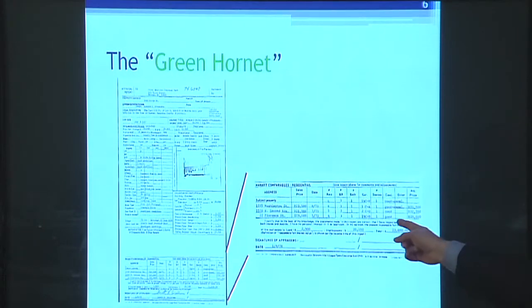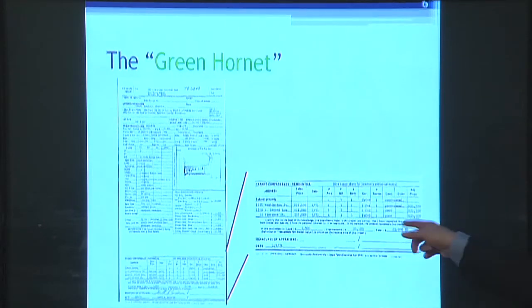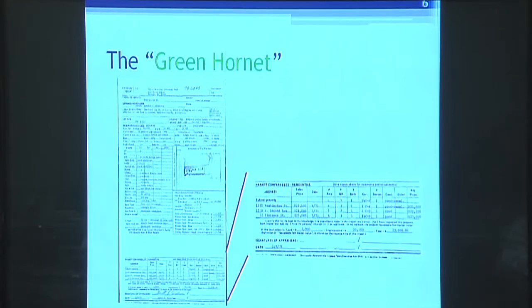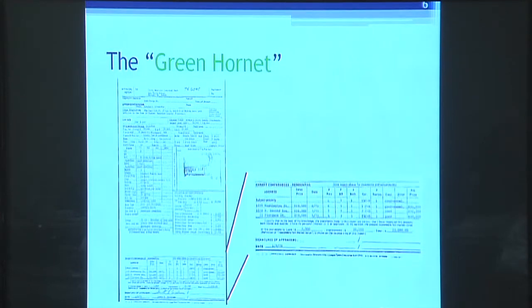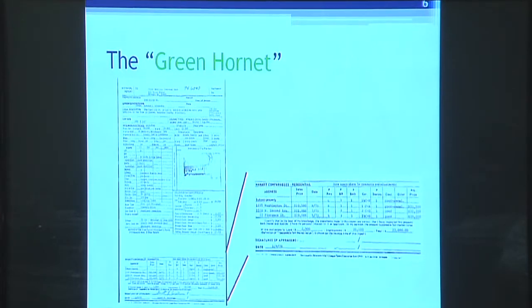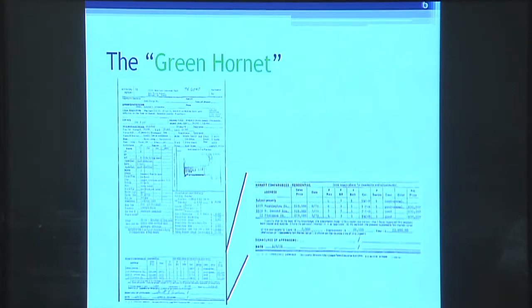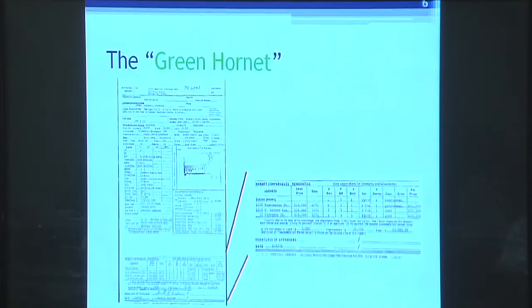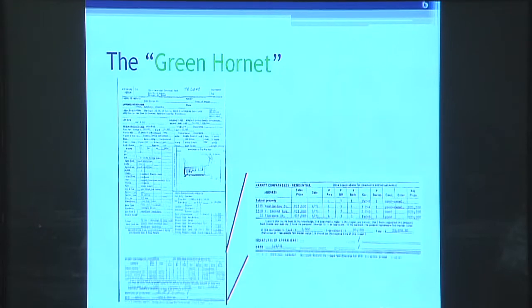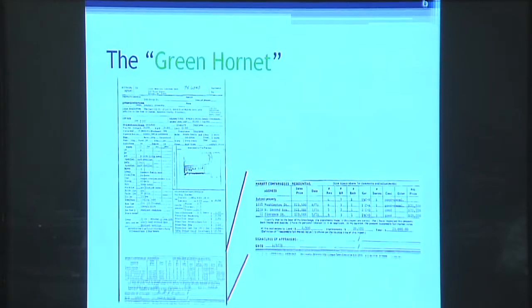Steve Olner talked about the breakout of land and house value, and if you look over here, you can see that even on the old Green Hornet, they had the appraiser break out the land value from the improvement value as part of their final conclusion. So we were doing this stuff quite a long time ago.